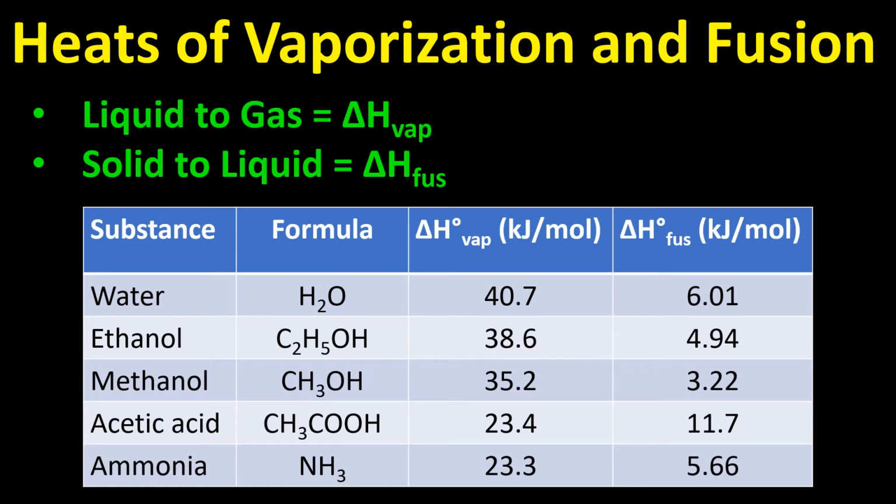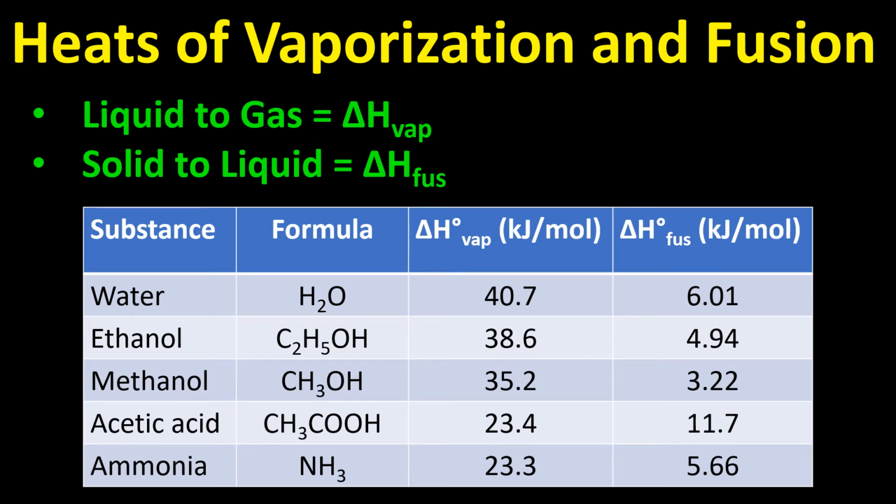So heat is not only absorbed or released during chemical reactions, but when we have phase changes, we also have heat that's absorbed or released. So here we have heats of vaporization and fusion. Heat of vaporization is for the phase transition when it goes from a liquid to a gas, and the heat of fusion is for when we have a substance that goes from a solid to a liquid.